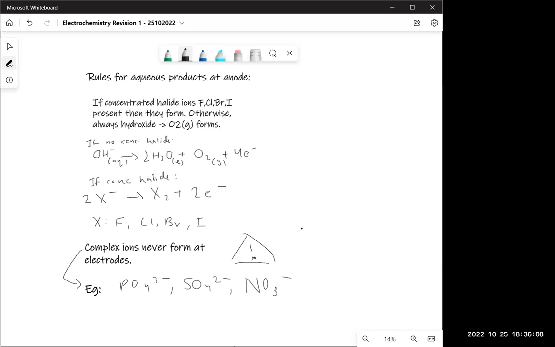Now it's very simple. If concentrated halide ion is there, then you have this equation. If it's not there, always this equation. So it's only two options. Same thing at the anode: if you have copper, platinum, silver, gold, then they form. Otherwise, always H plus makes hydrogen gas.